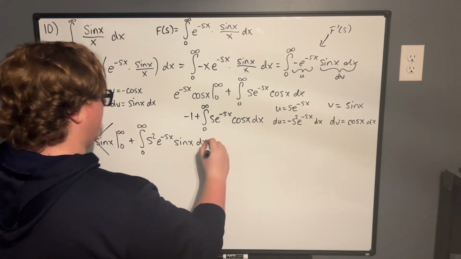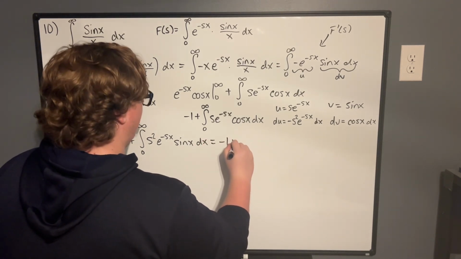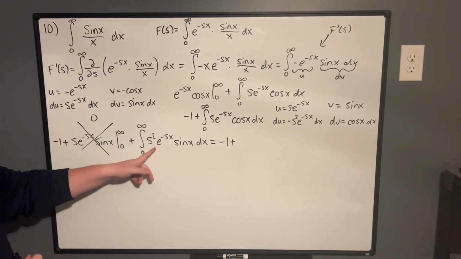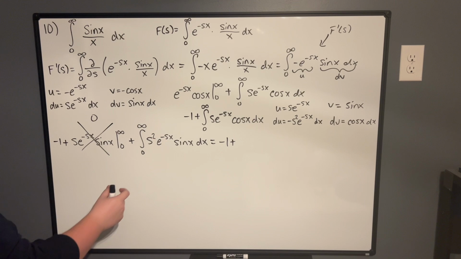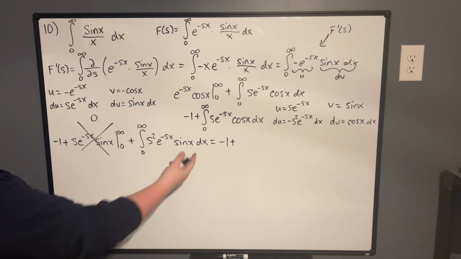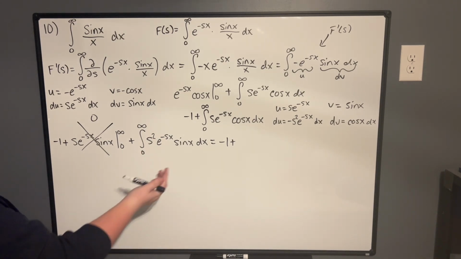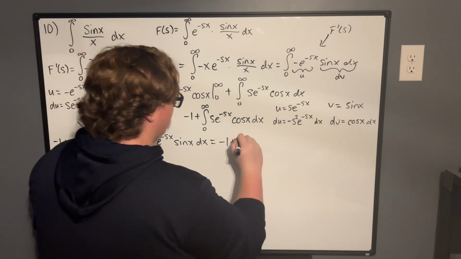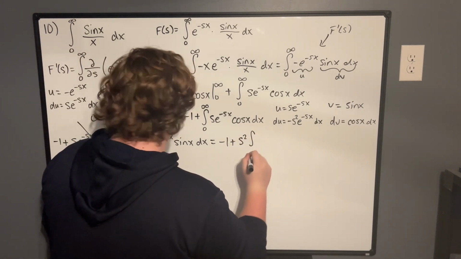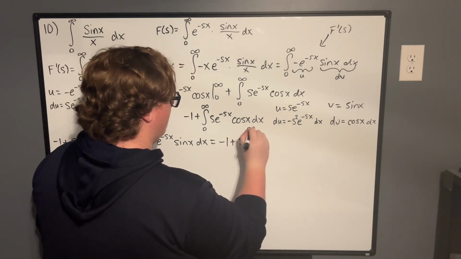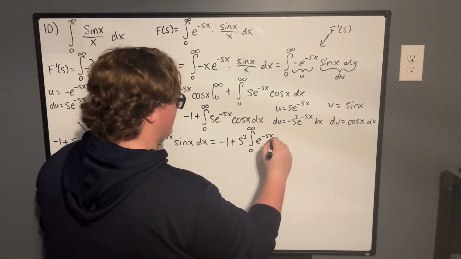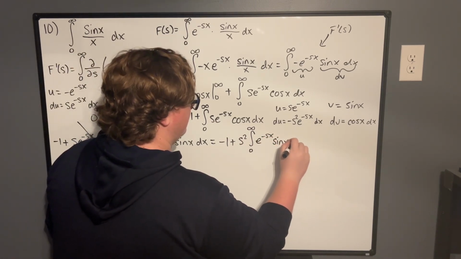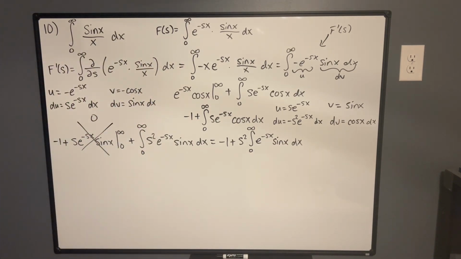So we end up with negative 1 plus, and then here's what I'll do. We can pull s squared out of this integral, right? There's no issue with that because it doesn't have any relation to x. So we can pull s squared out. So we get s squared times the integral 0 to infinity of e to the minus sx times sine x dx. So at this point, we've done integration by parts twice.